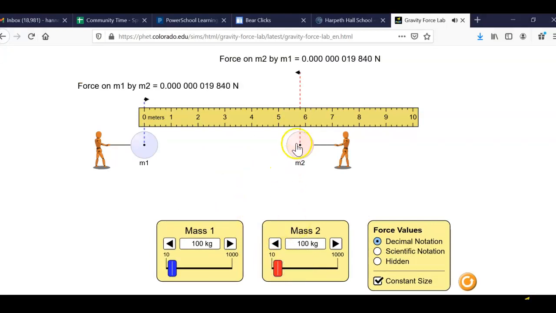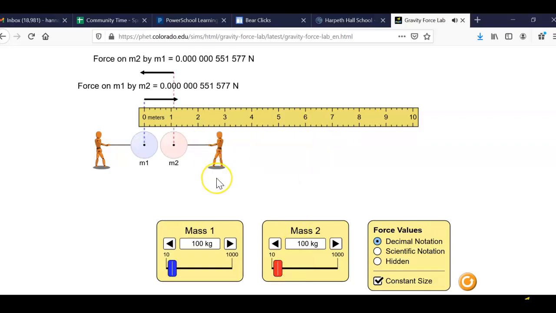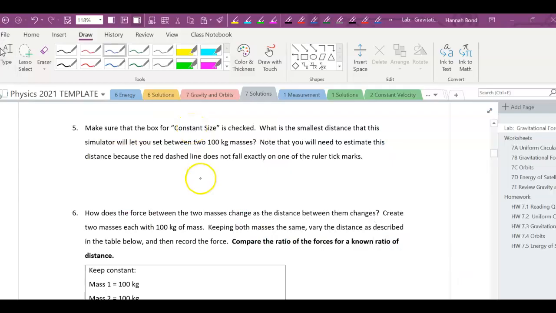Okay, and then I'm going to move them as close together as I can. And I can see here my 0 dash line is on the 0. My red dash line looks like it's about halfway between the 1 and the first tick mark. Well, that tick mark would be 1.2, and so it must mean that there's a distance of 1.1 meters. That is the closest that I can get those two spheres when they are the same size.